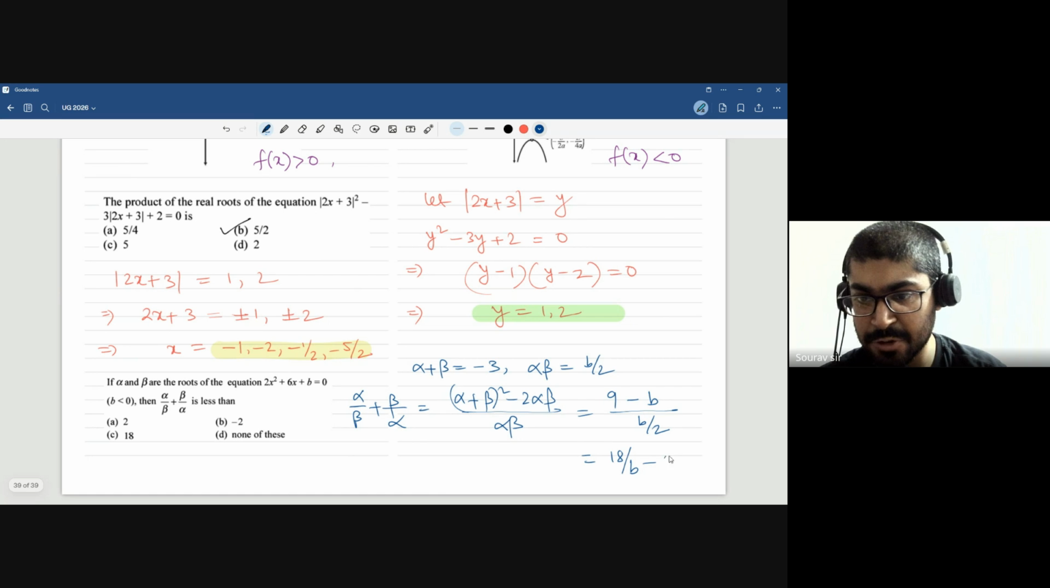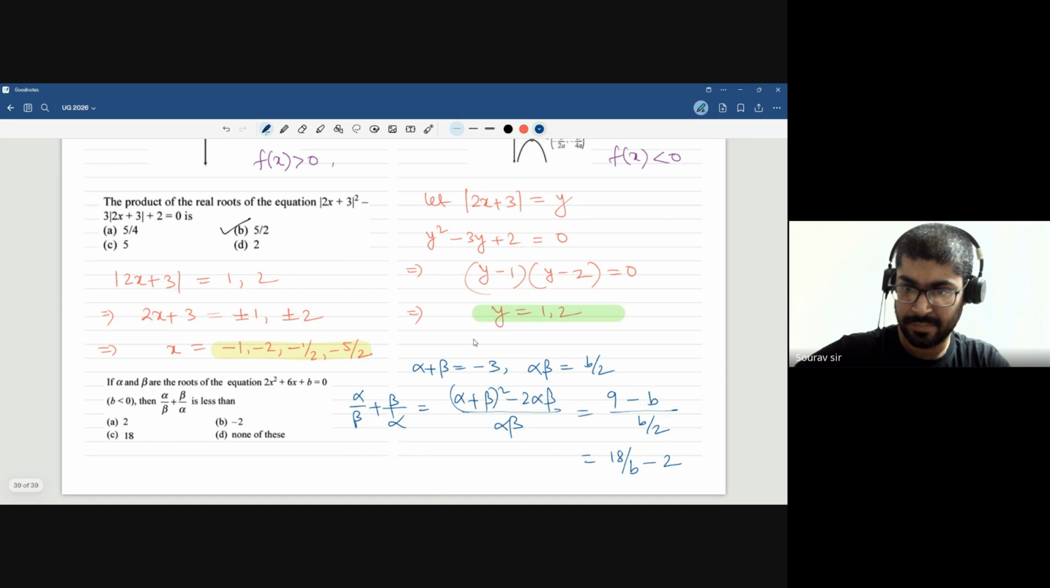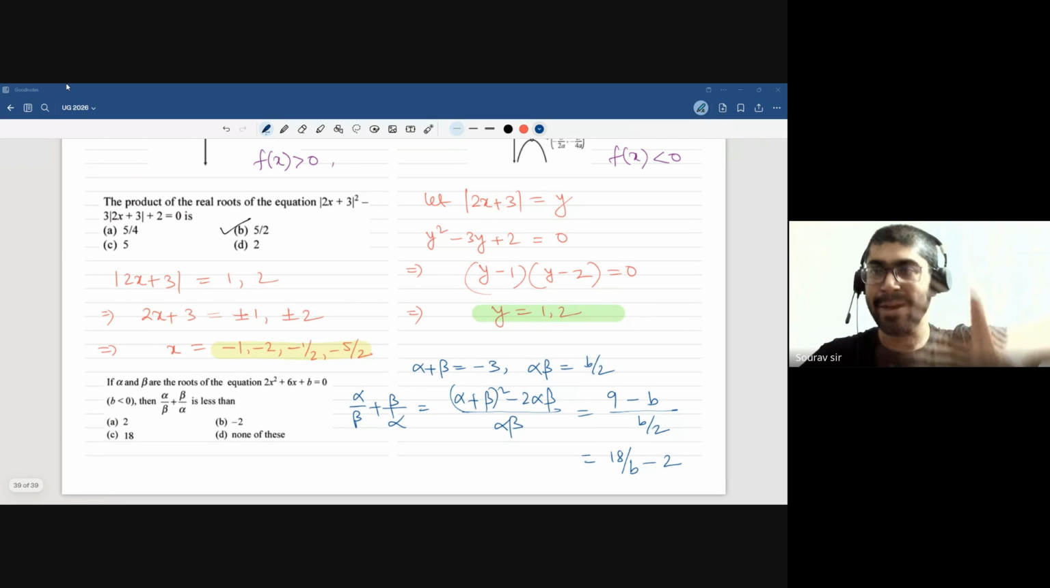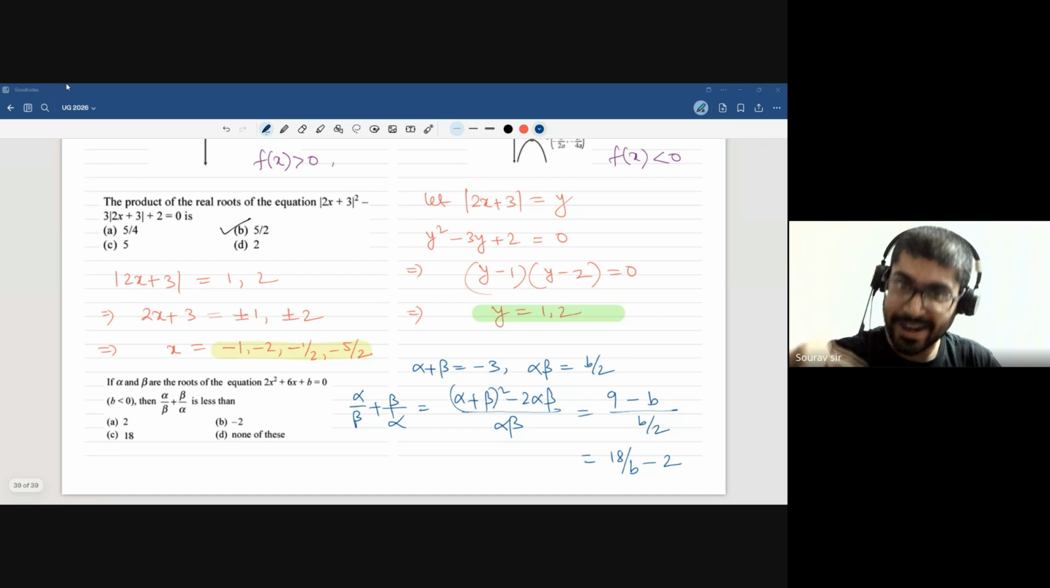18 by b minus 2, right? Now b is less than 0, right? So if b is less than 0, then what will happen here? That means all the values here are going to be, if b is less than 0, then 18 by b is always going to be negative. Agree? And if 18 by b is negative, then you are subtracting 18 by b from minus 2.